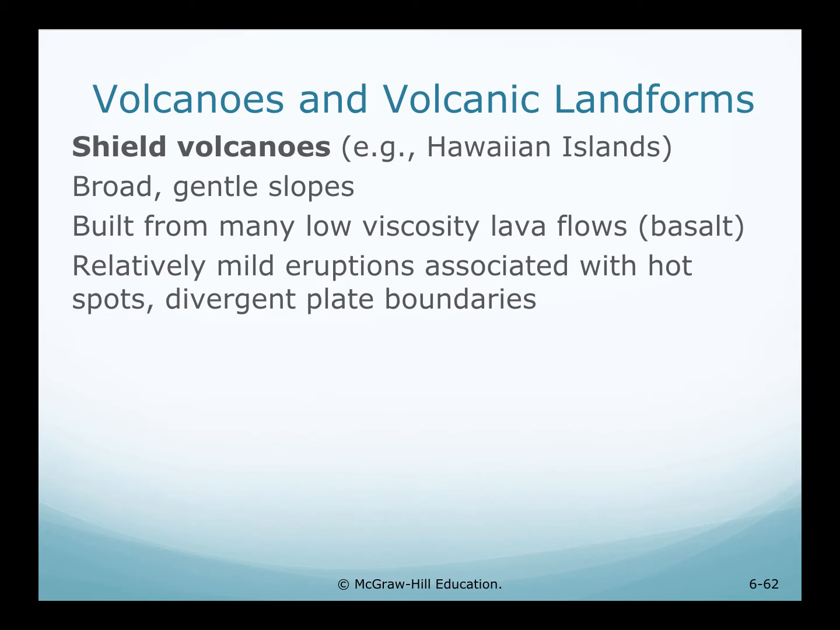Shield volcanoes, for example in the Hawaiian Islands, are broad and have gentle slopes, built from many low viscosity lava flows. They have relatively mild eruptions that are associated with hot spots and divergent plate boundaries.